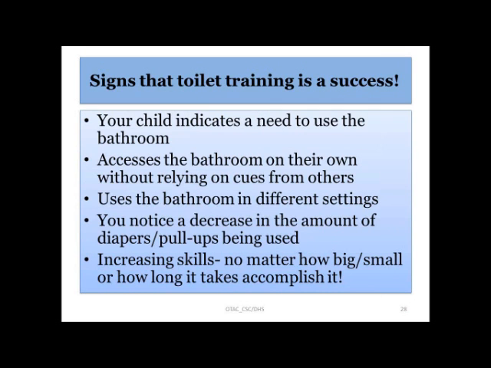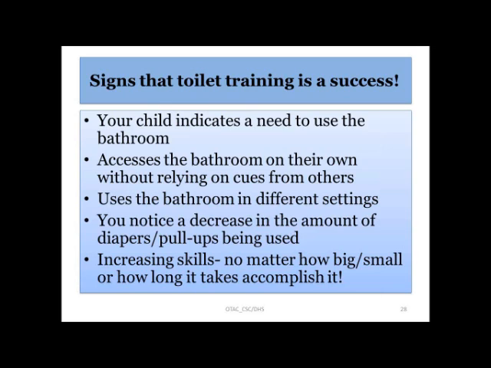So these are going to be some signs that you are in the zone of success. Your child is telling you they need to use the bathroom. They are going to the bathroom on their own without somebody reminding them that they need to go. They'll use bathrooms in different settings. You will notice that you are not spending as much money on pull-ups, which is always a good thing. And those skills are increasing.